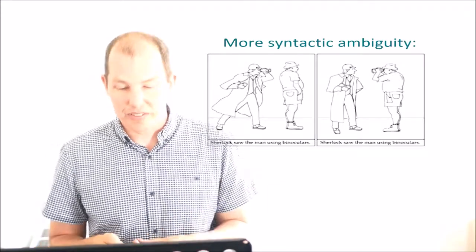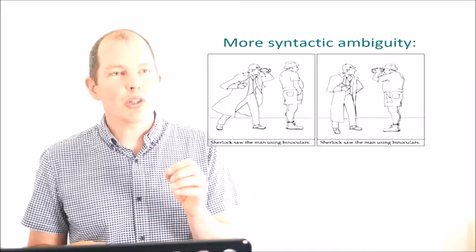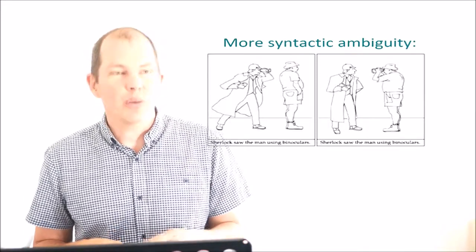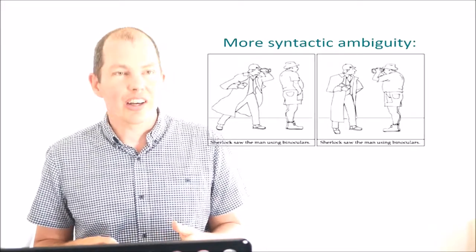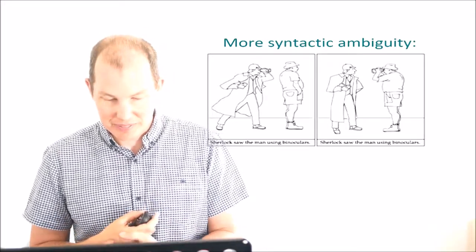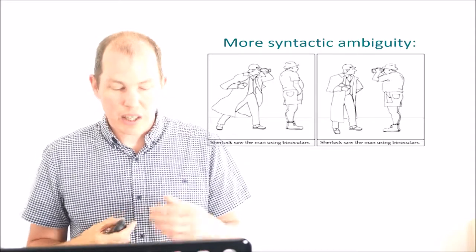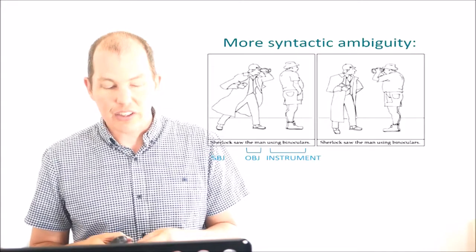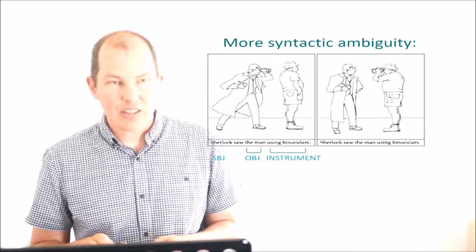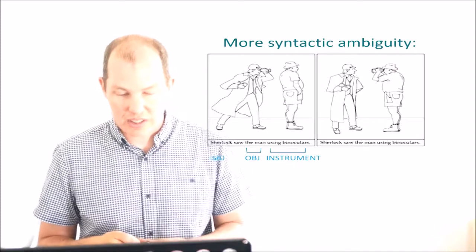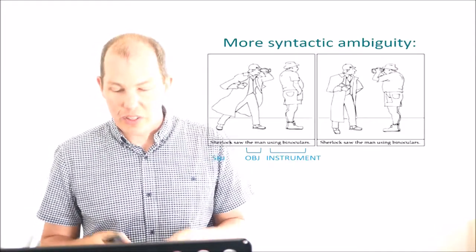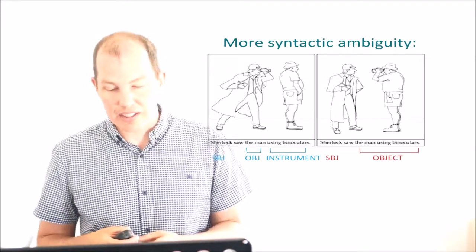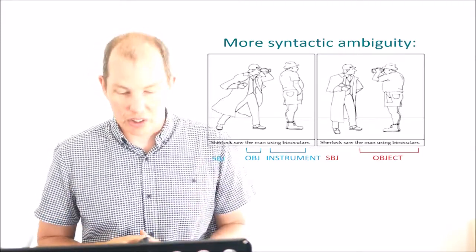Here's another classic example of syntactic ambiguity. There are 2 possible ways to enrich the sentence, "Sherlock saw the man using binoculars." One in which Sherlock has the binoculars and the other in which the man has the binoculars. To explain the difference, we might note that on the left, the man is the object of the sentence, and using binoculars tells us the instrument that Sherlock, the subject, used to see him. On the right, the man using the binoculars creates one noun phrase, which is the object of the sentence. The whole thing is what Sherlock saw.